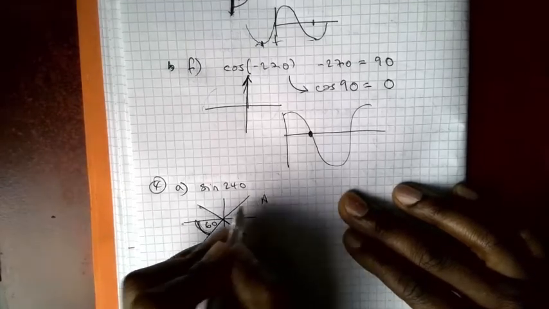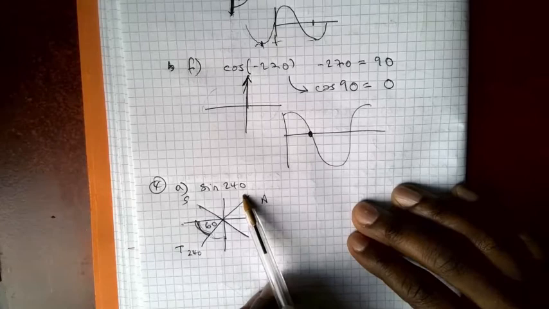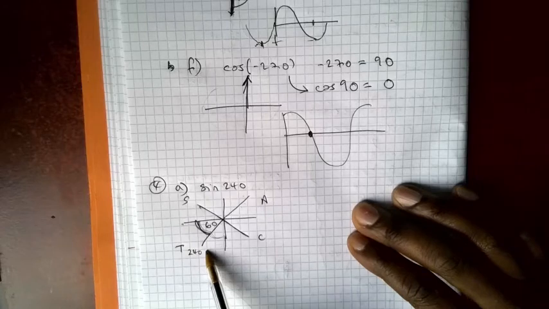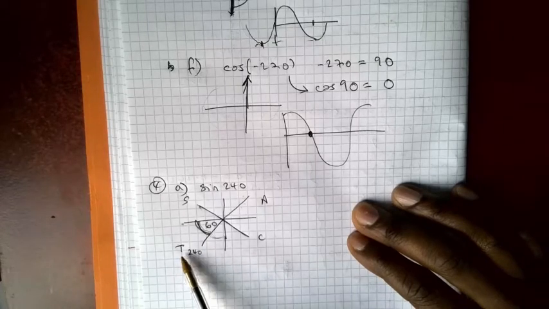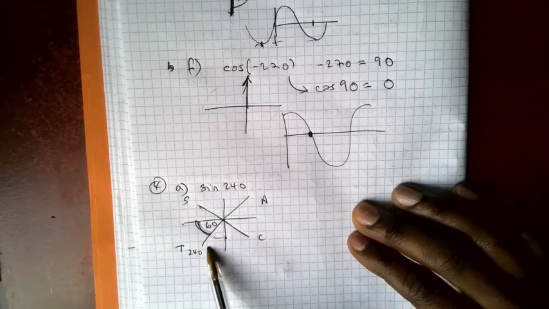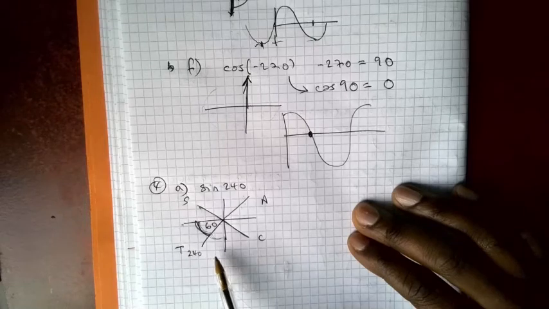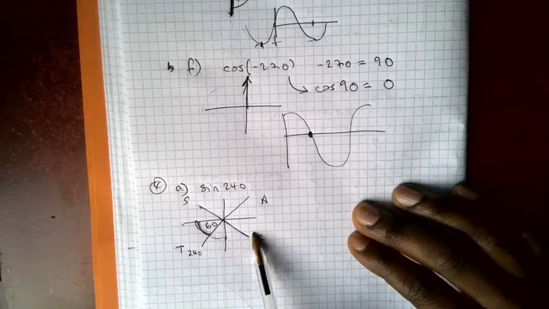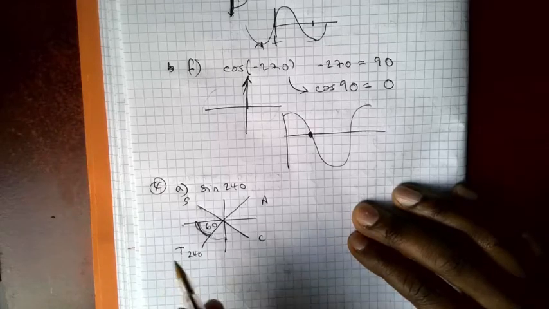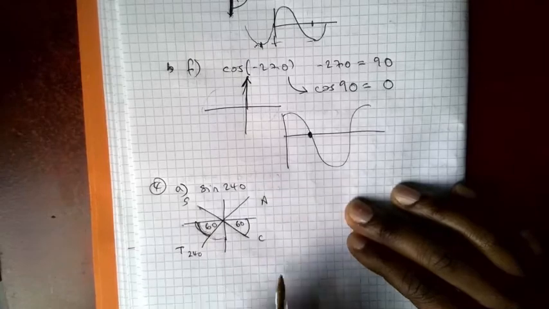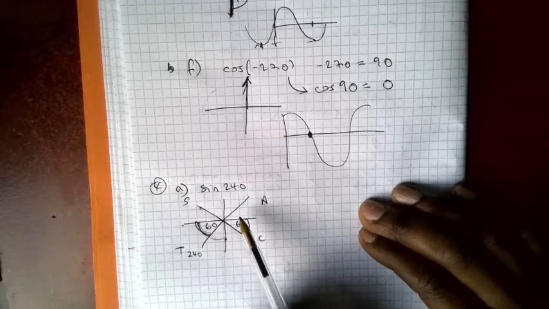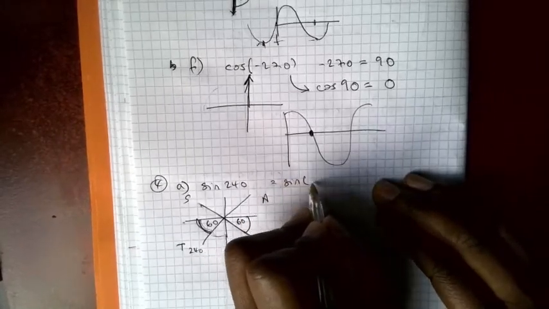So CAST. Because we're looking at sine, over here the only thing that's positive is tan. Sine is negative over here. Now, where else is sine going to be negative? Over here. So for sine, this is the equivalent angle. This is 60. Now an acute angle here is going to be negative 60. So sine 240 is the same as sine negative 60.